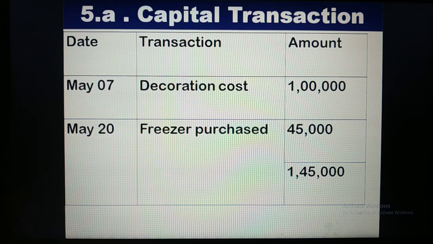May 7 it is decoration cost. That means for a business organization, decoration will not occur every day. Maybe with the same decoration, a business organization will run 5 to 10 years. So this type of expenditure gives you long-term benefit. That's why it is a capital transaction. And another one is freezer purchase. That means they bought a freezer for the organization, so it will give them service for a long time. You know, a freezer warranty is minimum 5 years. Sometimes it will be 10 years also. So this is also another capital transaction.